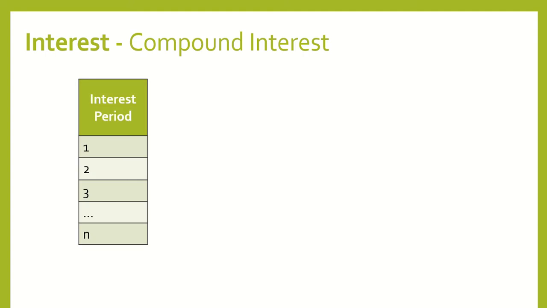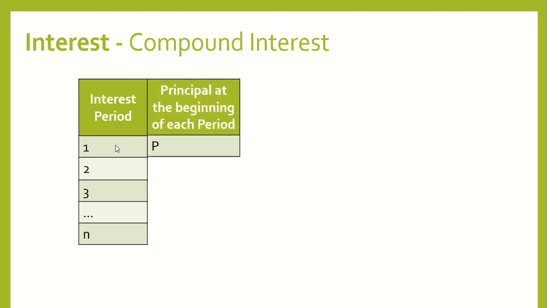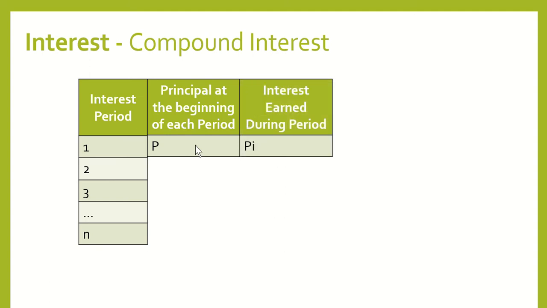So say for example, this is a table to show you how compound interest works. Say you have n compound interest periods. It can be number of years or it can be number of months, depending on the problem. So at the beginning, when you borrowed an amount, that's P, we know that it will earn an interest. So that would be P times I. So this is our I.